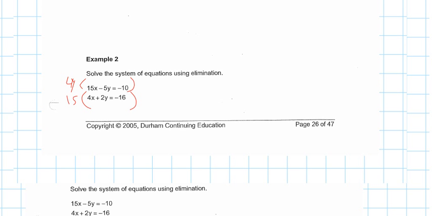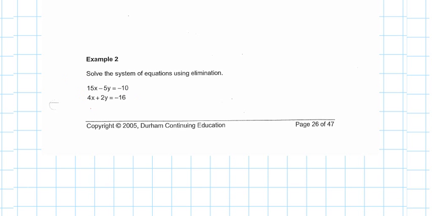Now, if I don't want to eliminate the x and I want to eliminate the y, what do I do? Multiply the first one by 2 and the second by 5, right? Now, which one is easier to do: multiply by 4 and 15, or multiply by 2 and 5? 2 and 5. So why would I pick the first method? I don't need to do that. I can pick the second method. What we're going to do right now is look at both of the scenarios, and we're going to see that we get the same answer.